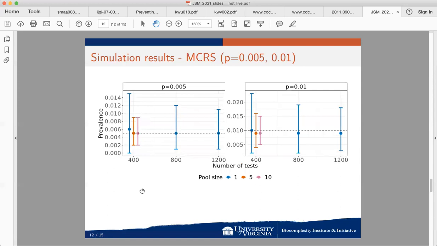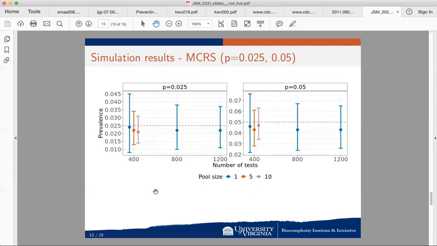These are the simulation results for multi-stage cluster random sampling, again, starting with the low end of prevalences with 0.5% and 1%. And here we're considering 400, 800, and 1200 tests. And again, at the very low end, when we have 400 tests and a prevalence of 0.5%, we're still relatively unbiased with our estimates. The uncertainty is definitely large, but again, very reasonably so. And once we add the pool testing in, we can do much, much better.